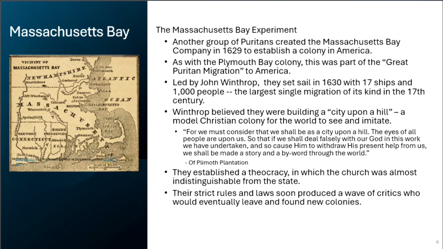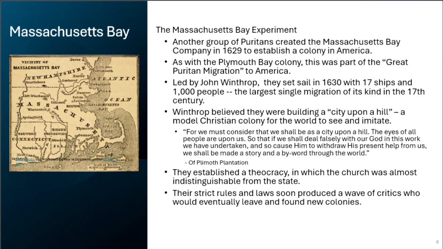Okay, let's talk about Massachusetts Bay. What made this colony different from Plymouth? Well, for starters, it was on a much grander scale. In 1630, a fleet of 17 ships carrying over 1,000 Puritan settlers arrived, led by a man named John Winthrop. Wow, that's a lot of people. It sounds like they had a big vision for this colony.